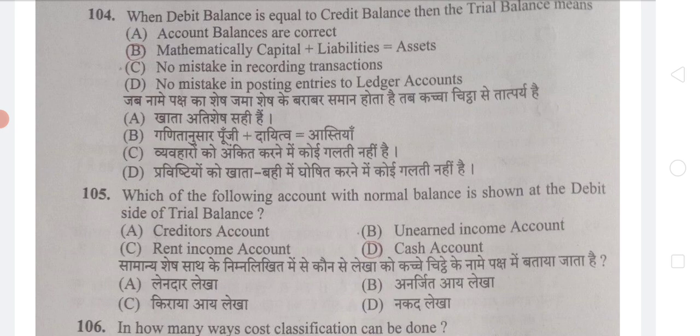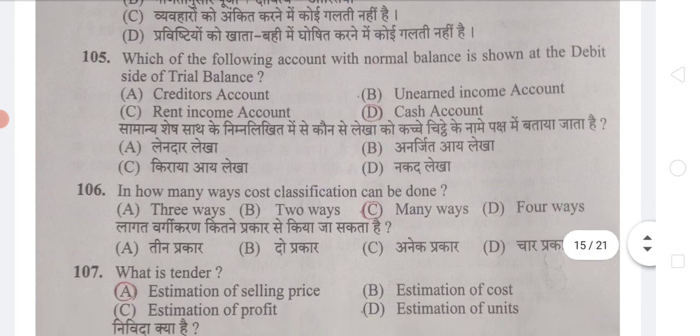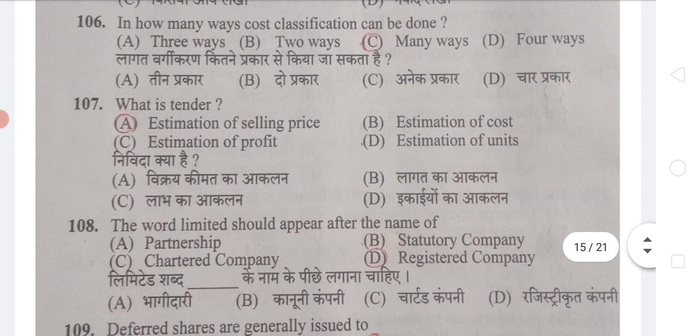Mathematically, capital plus liabilities equal to assets. Which of the following accounts with normal balance is shown at the debit side of trial balance? D. Cash account. In how many ways can cost classification be done? C. Many ways. What is tender? A. Estimation of selling price.